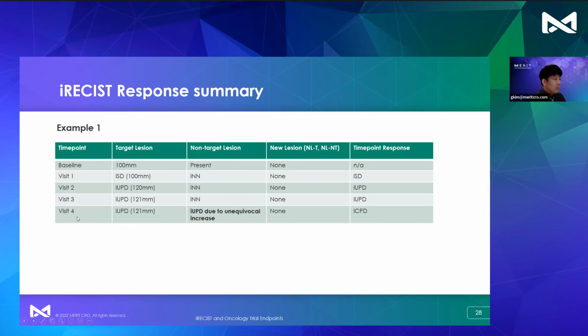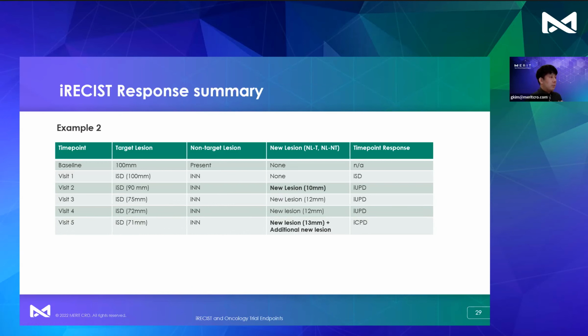Upon visit 4, the target lesion still stays the same, but the non-target lesion now meets the unequivocal increase, which is the RECIST 1.1 PD definition. Now this would give an iCPD because of the non-target lesions, and this would be the second scenario where subjects are given an iCPD that we discussed earlier.